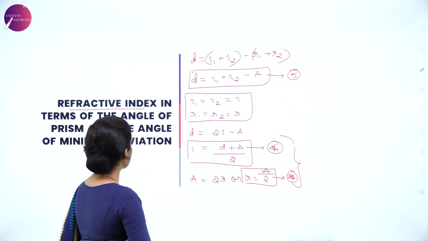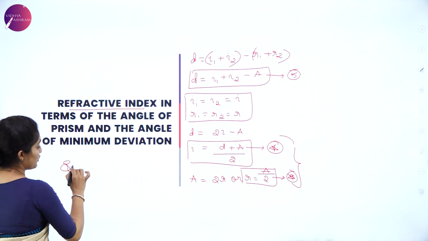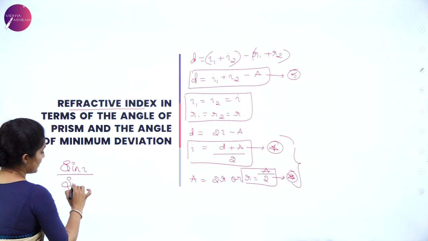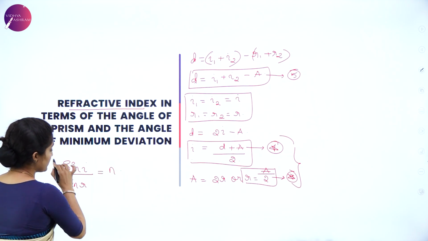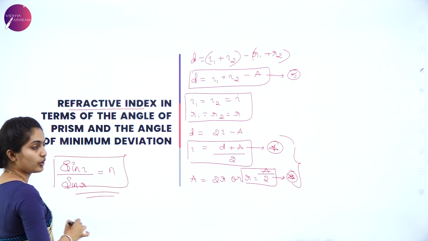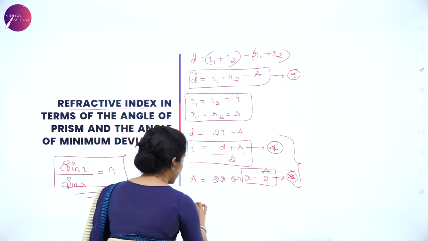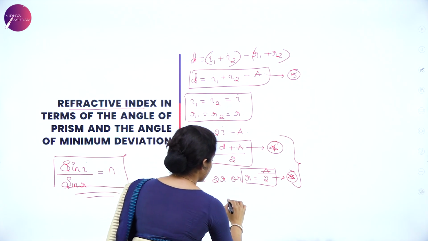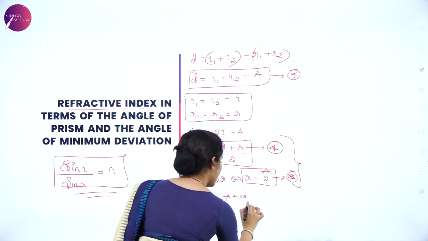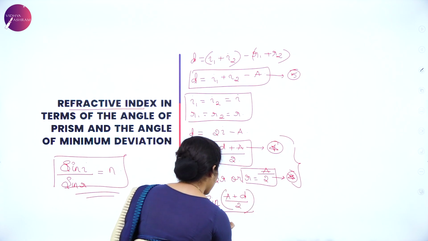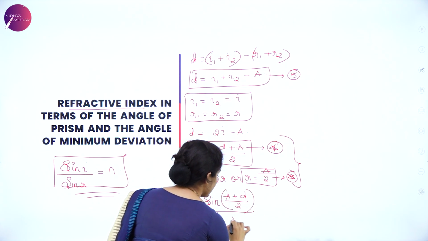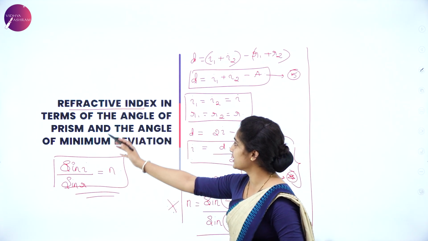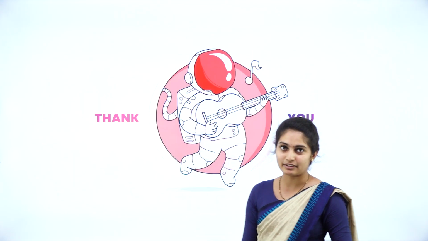Having these two, the refractive index with respect to refraction is the sine of the angle of incidence divided by the sine of the angle of refraction, which is known as Snell's law, also called the refractive index. If we apply that, n is equal to sine of the angle of incidence, A plus D by 2, divided by sine of the angle of refraction, A by 2. So this is the final expression of the refractive index in terms of angle of prism and minimum deviation.